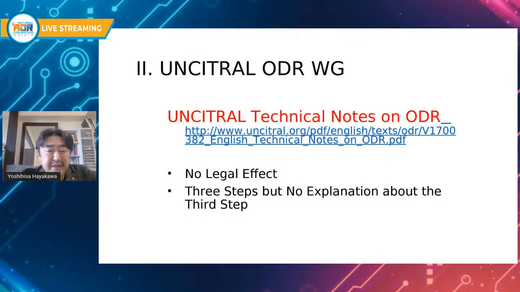And additionally, it explains that we should have 3 steps: negotiation, mediation, and arbitration. But I'm sorry, negotiation, mediation, and the final stage. But there is no explanation about the final stage, the 3rd step, because there is a big dispute between the United States group and the European groups.